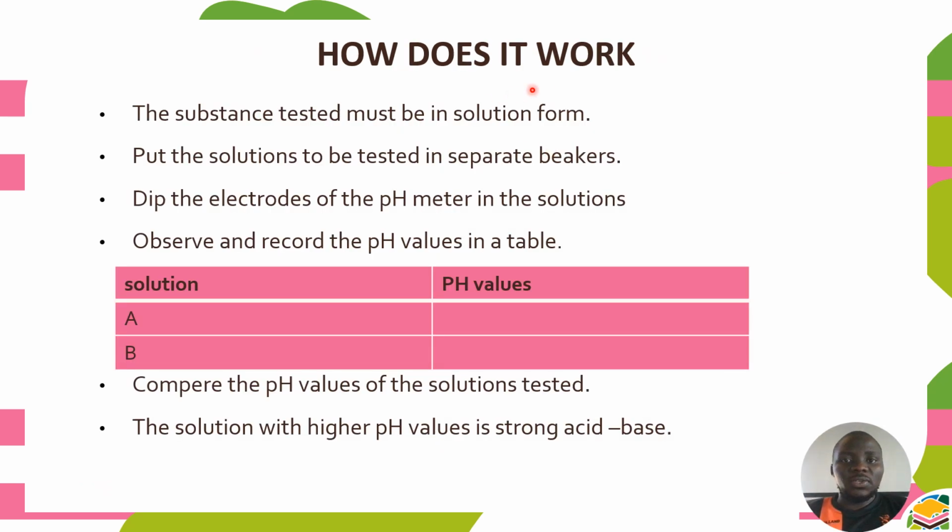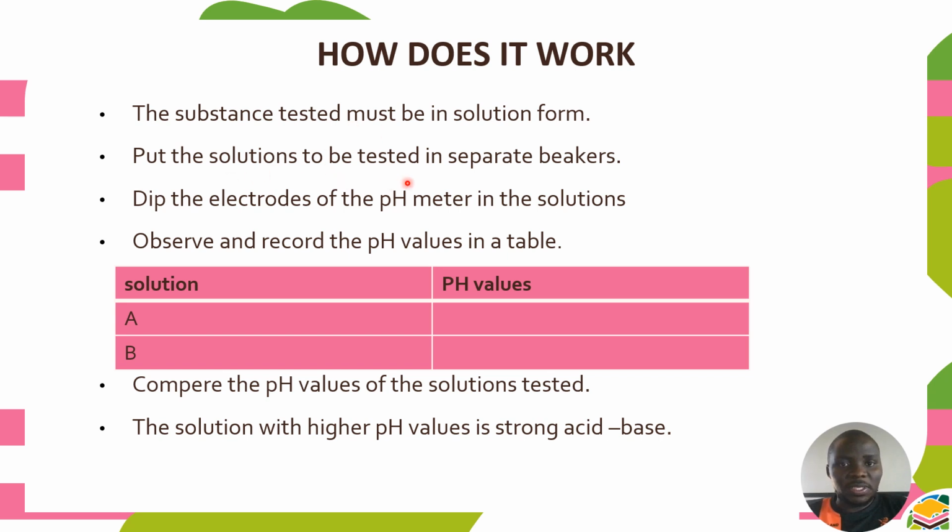So how does it work? Here is where we need to understand properly how a pH meter works to determine the strength of an acid or a base. The substance to be tested: if you have solutions of two acids or two bases, and you want to know which one is strong and which one is weak, and you are using a pH meter, the first thing is that you need to put the substance in different beakers.